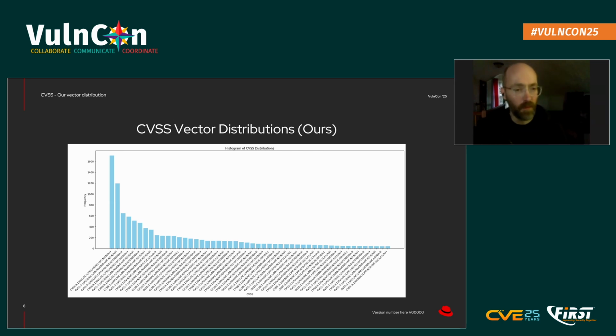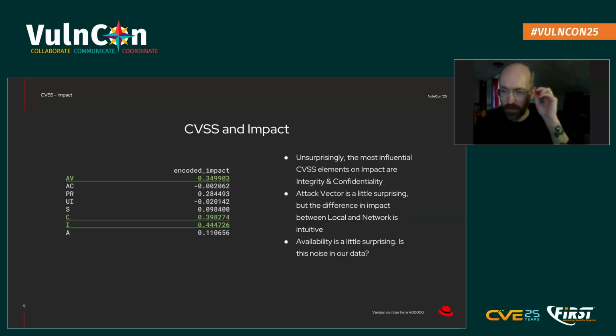And that is something to consider when we're looking for similarity, because we will find some flaws that are very easy to find similar flaws to, and some that are kind of unique. Yeah, next slide, thank you.